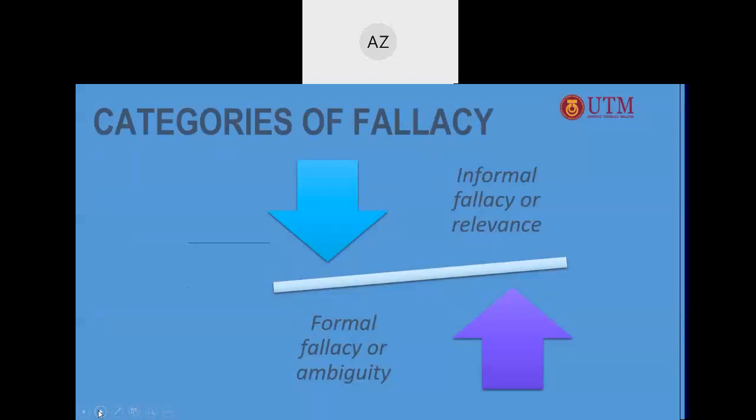Okay, so we have two points of fallacy. The first point is informal fallacy, or in other words, fallacy of relevance. The second point is formal fallacy, or fallacy of ambiguity. Next.